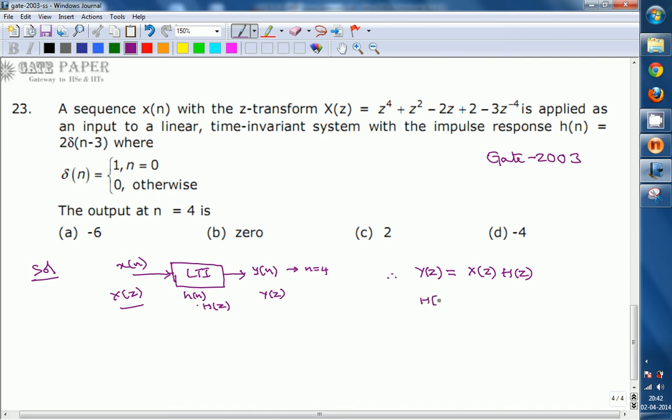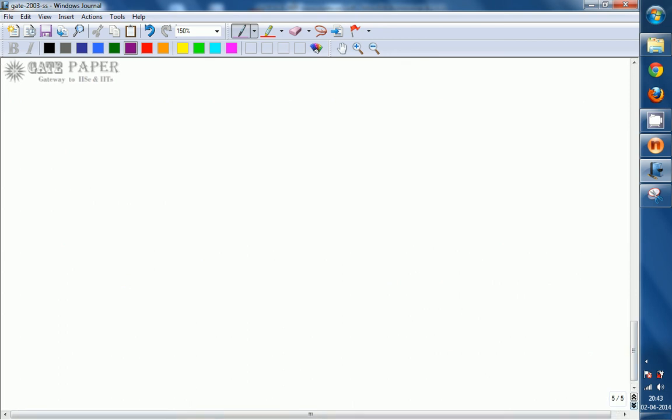Now X(z) is already given, so we need to find H(z). H(z) is nothing but the z transform of h of n, that is the z transform of 2 δ(n - 3). By applying the time shifting property, this is 2 z^-3, since the z transform of δ(n) is 1. And given X(z) equals z^4 + z^2 - 2z + 2 - 3z^-4, multiplying these two we get Y(z) equals X(z) times H(z).